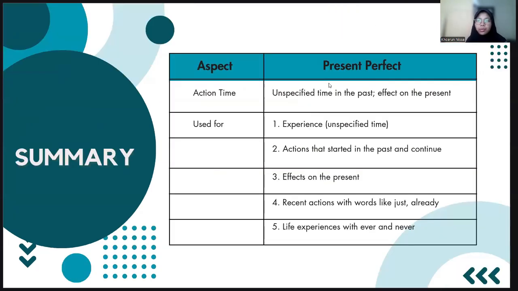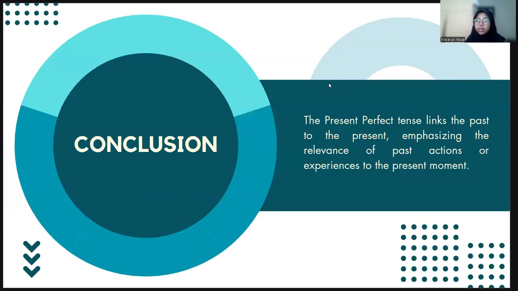Okay, for the summary of present perfect: for the aspect of action time, there is an unspecified time in the past but an effect on the present. Present perfect is used for experience, for actions that started in the past and continue, for the effect on the present, for recent actions with words like just, already, etc., and for life experience with ever and never. Okay, for the conclusion, the present perfect tense links the past to the present, emphasizing the relevance of the past action or experience to the present moment.